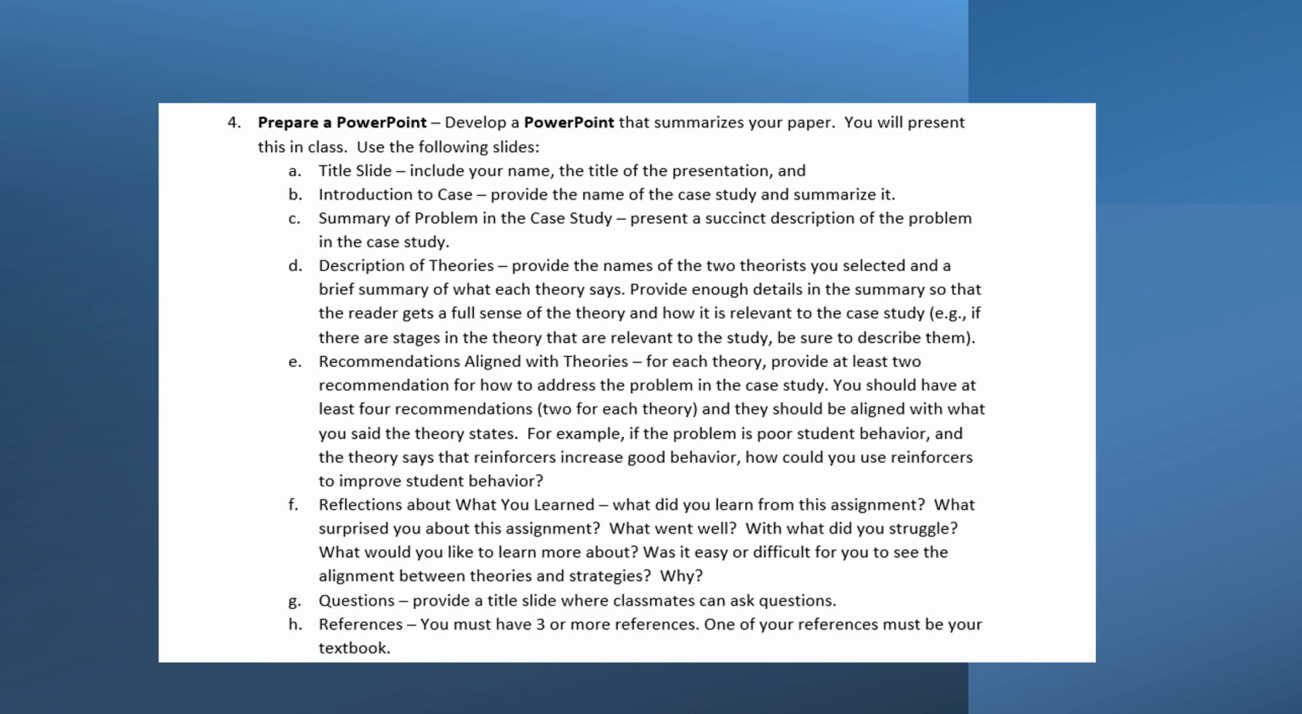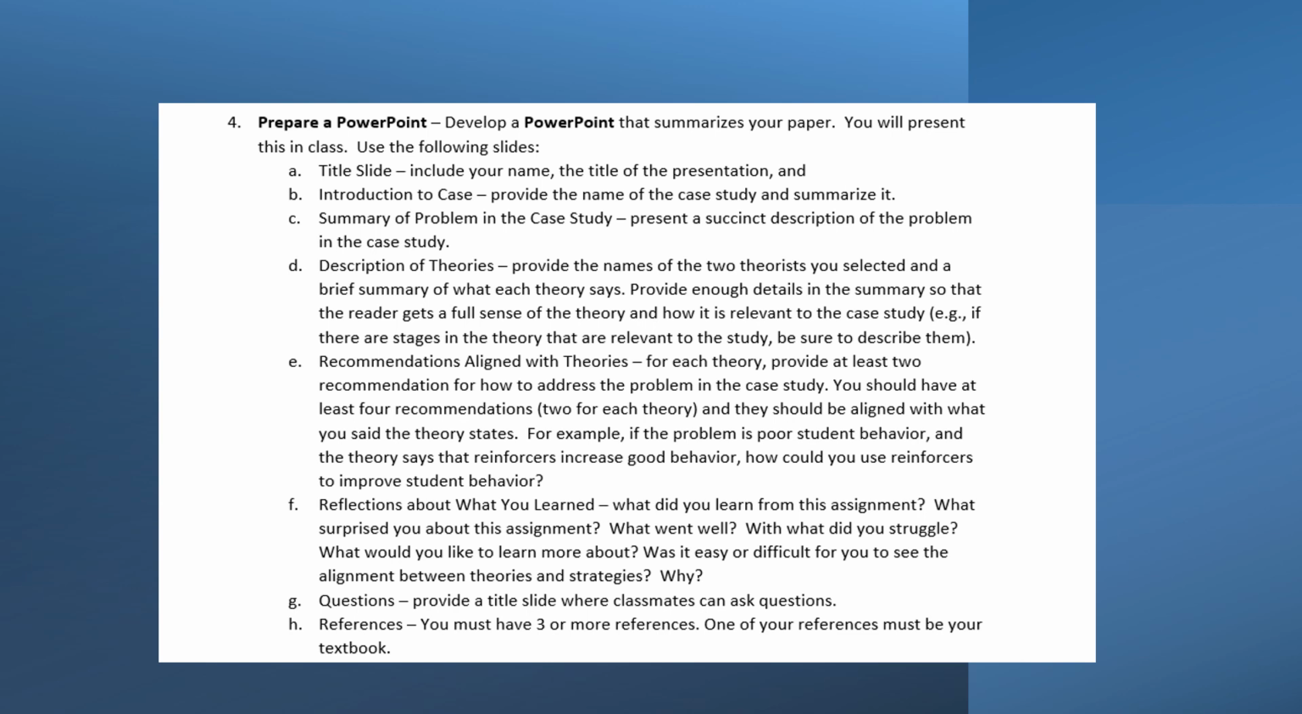I often see students fall down in this part. Let's say the problem is poor behavior, and they cite Skinner, and then they say make the lessons more creative. Well, that's a great idea for the classroom, but it doesn't align with what Skinner's theory was. So make sure the theory that you're mentioning aligns with the strategies that you're mentioning. So if you're mentioning Skinner, you're going to talk about using reinforcers and punishments in the classroom.